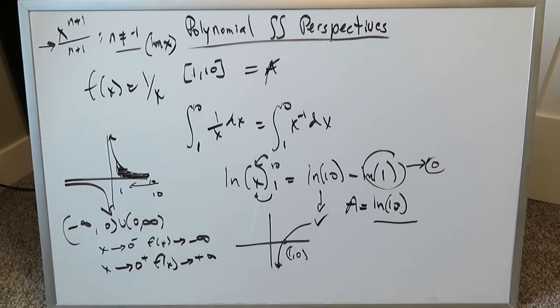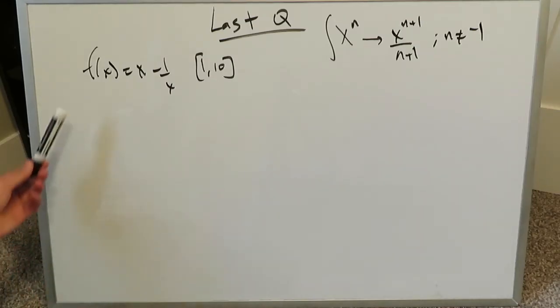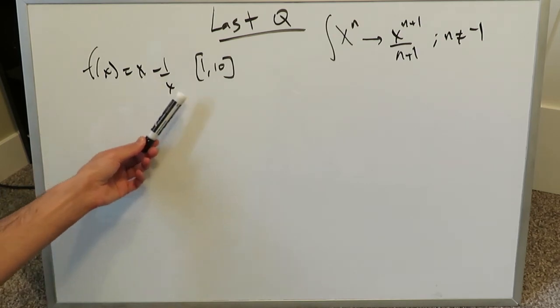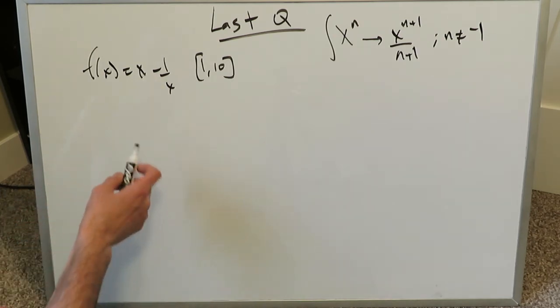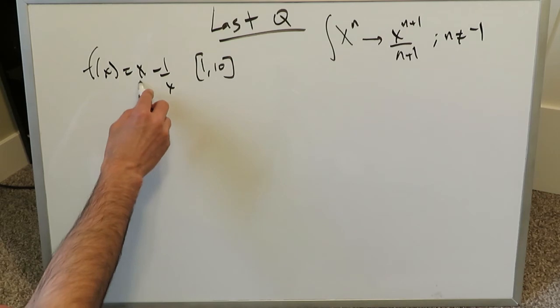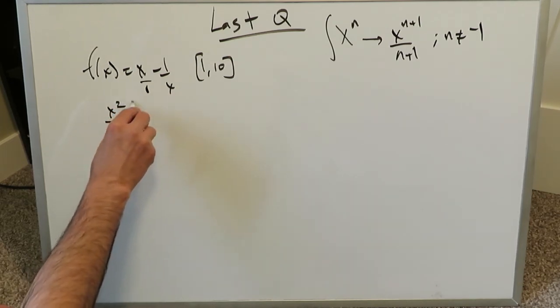2.302585093 would be your answer. So we will end our video with this last question. We have f of x equals x minus 1 over x from 1 to 10. Graphing it, first thing, convert it into a rational function, common denominator, and then you'll have x squared minus 1.